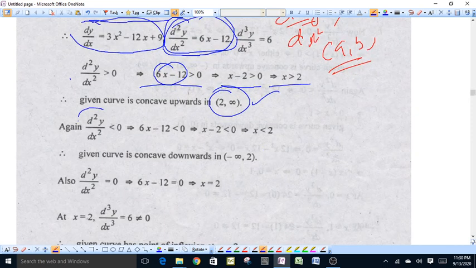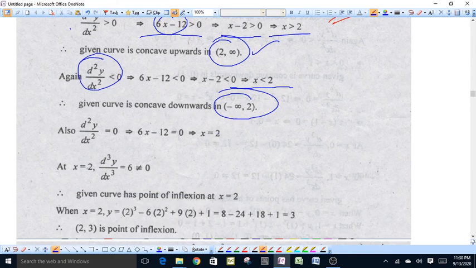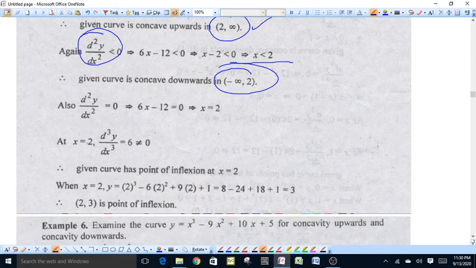The second order derivative will be negative when x is less than 2, which means the curve will be concave downward for all values of x in the interval minus infinity to 2. To find the points of inflection, we set d2y upon dx square equal to 0. This means 6x minus 12 is equal to 0, so x is equal to 2. x equal to 2 may be the point of inflection.